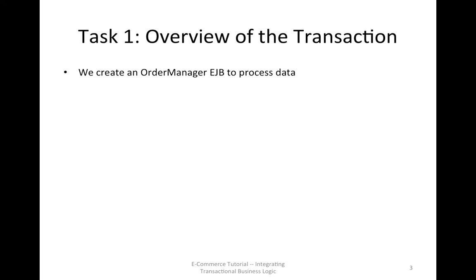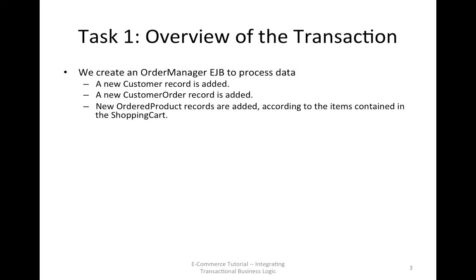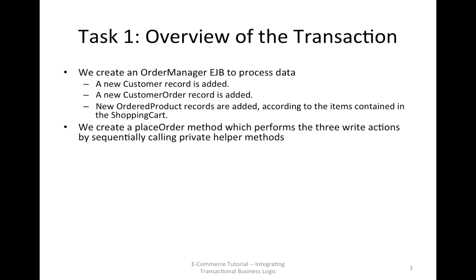We will create the order manager EJB to process the data. During this transaction, a new customer record is added, a new customer order record is added, and new ordered product records are added according to the items in the shopping cart. We will create a placeOrder method which performs the three write actions by sequentially calling private helper methods. Those private helper methods are addCustomer, addOrder, and addOrderedItems.